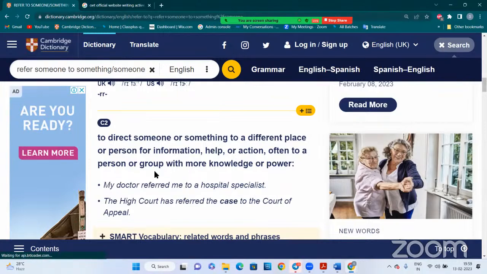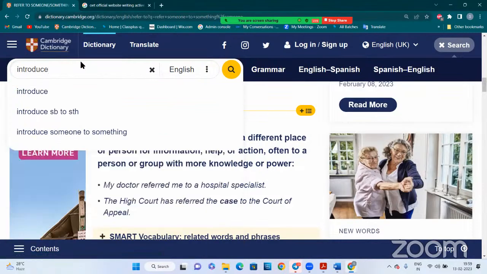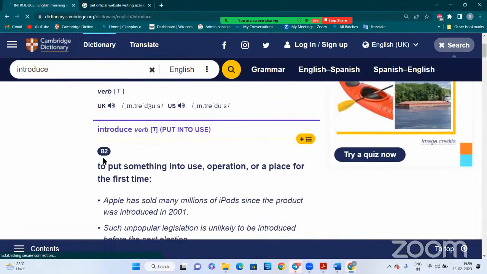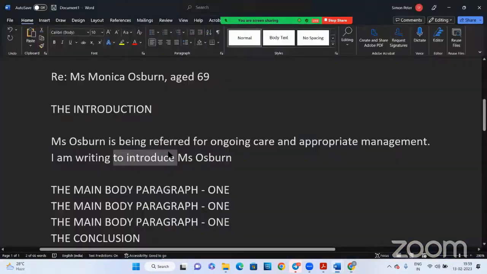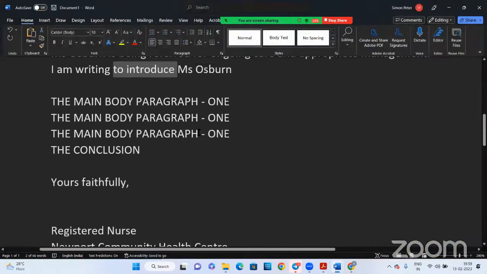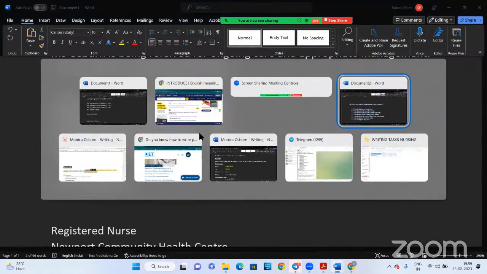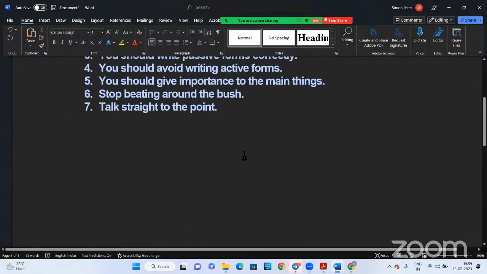Try to understand here. It is C2 vocabulary, and instead of refer, you are using introduce. What is the level of introduce? Introduce is B2. Now I want to tell you what is the style of these words. Now I am going to tell you about CEFR levels.